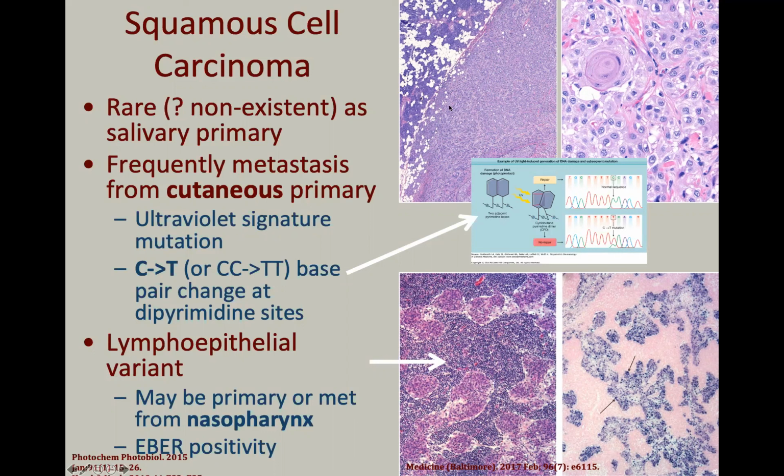So squamous cell carcinomas in the parotid, very rare. If keratinizing, consider a metastasis. If non-keratinizing, consider a naso or an oropharyngeal primary. You can prove a cutaneous primary in the keratinizing variants by showing a UV signature spectrum of mutations, such as the C to T base pair changes diffusely throughout the genome. So we've used this at times in our molecular lab to determine whether a tumor is of cutaneous origin or not.